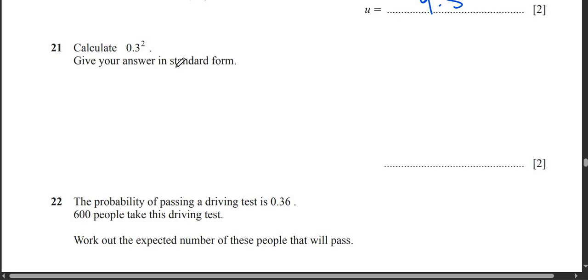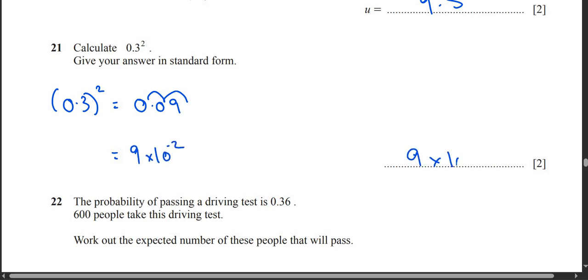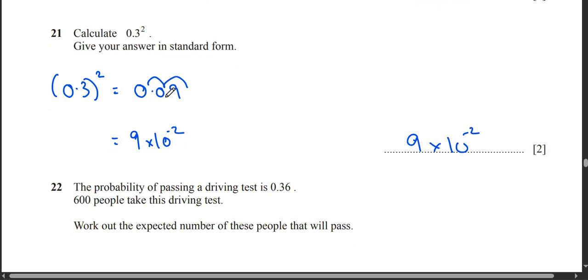So now next question is, calculate 0.3 squared in standard form. Okay, how do we do that? First, you will do 0.3 squared, which becomes 0.09. Now, you have to move the decimal places back. So this becomes 9 multiplied by 10 raised to power minus 2. So your answer is 9 multiplied by 10 raised to power minus 2.